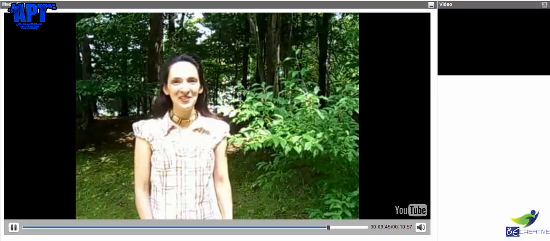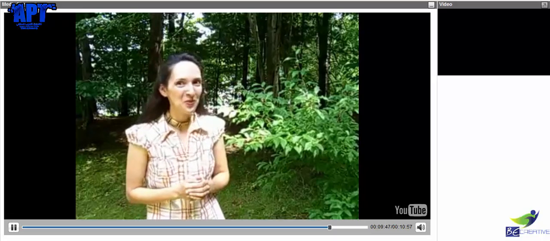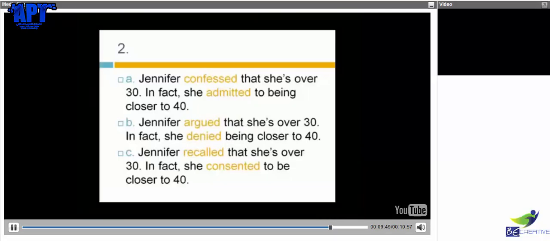I'm over 30. In fact, I'm closer to 40. Which is most accurate? A. Jennifer confessed that she's over 30. In fact, she admitted to being closer to 40. B. Jennifer argued that she's over 30. In fact, she denied being closer to 40. C. Jennifer recalled that she's over 30. In fact, she consented to be closer to 40. Answer A.